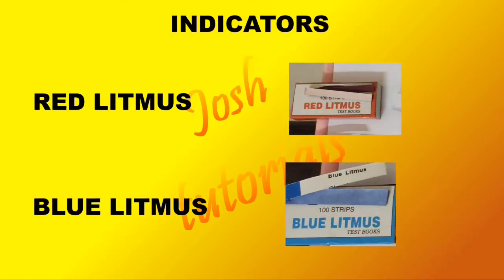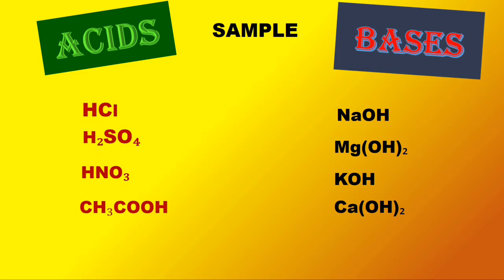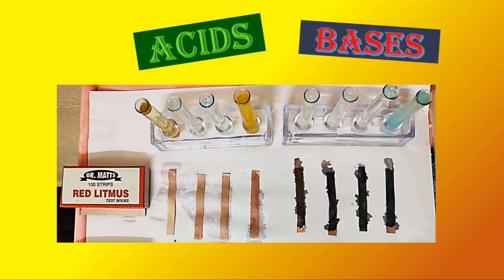In general, in labs we use red litmus and blue litmus to test acids and bases. Make some samples of solutions of acids and bases. Take some acids: hydrochloric acid, sulfuric acid, nitric acid and acetic acid. Bases: sodium hydroxide, magnesium hydroxide, potassium hydroxide and calcium hydroxide. When we dip red litmus papers into acids and bases, acids show no change in color, whereas with bases, the red litmus turns blue.